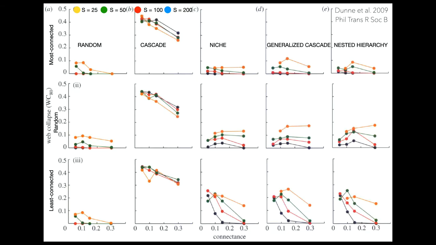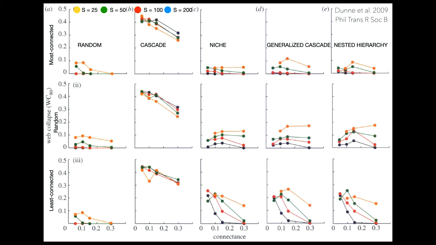In a similar fashion, using the same type of food webs, authors use different types of models that we have studied during the last class, and these include the famous cascade and niche models, but also the generalized cascade and the nested hierarchy. These models were compared to a random network.